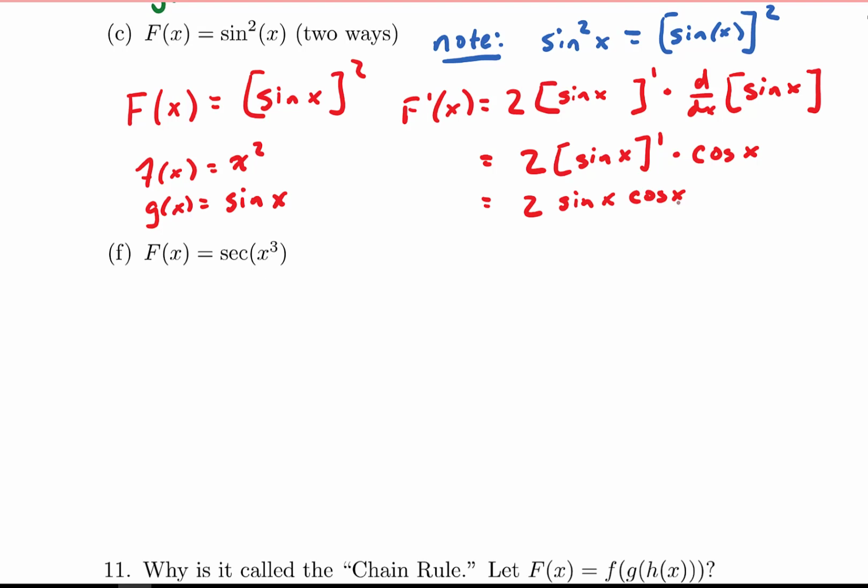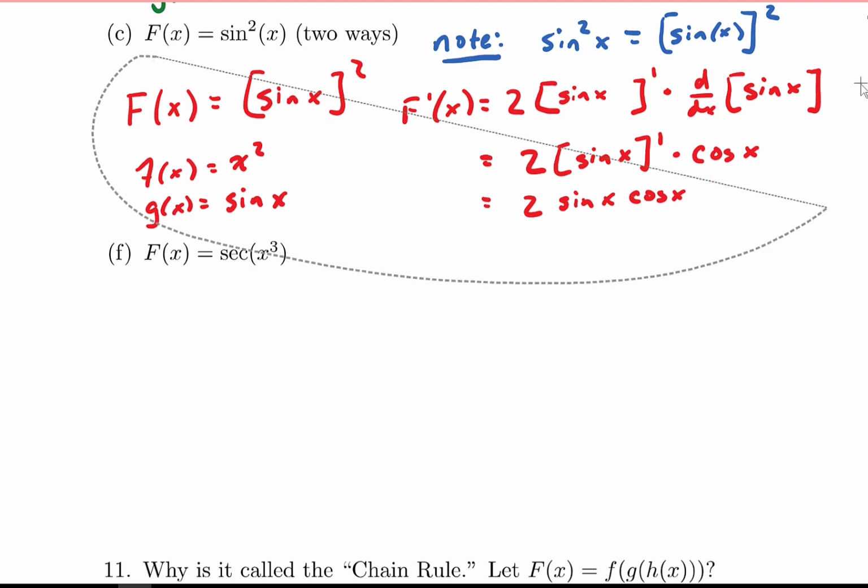And I'm afraid I probably didn't give you enough room here. I asked you to do this two different ways. Let's go ahead and do it a second way. I'm just going to go ahead and clear this out.